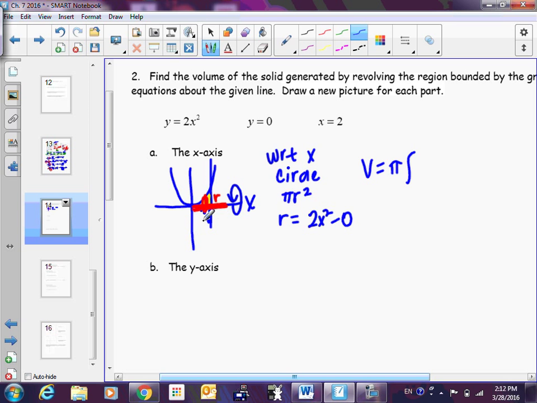What about the bound? What are the x bounds? I skipped that part here. So this is where you're going to get that x equals 2. X equals 0 to x equals 2. Those are your bounds. And then you don't, of course, have to write minus 0. You get here 128 pi over 5.